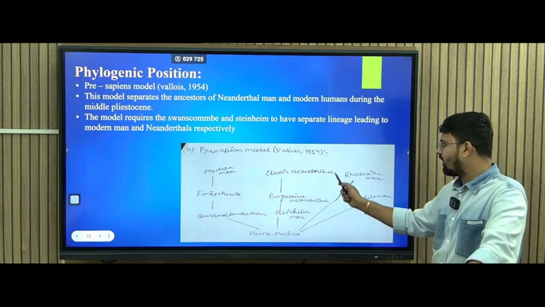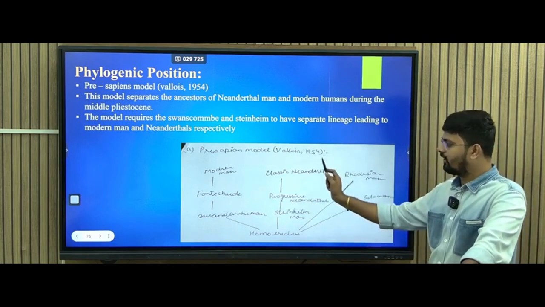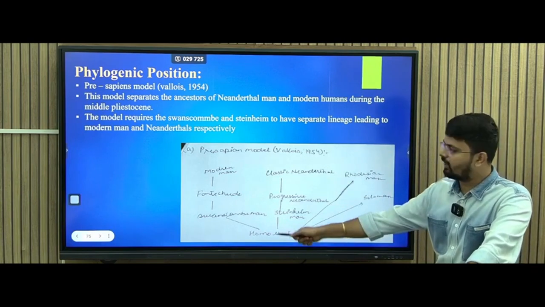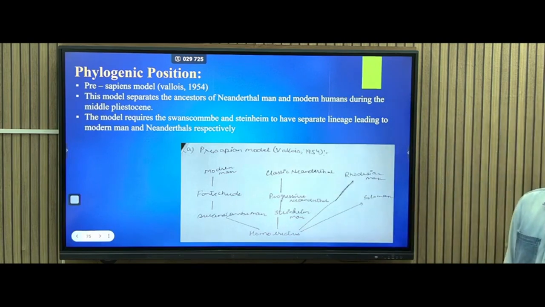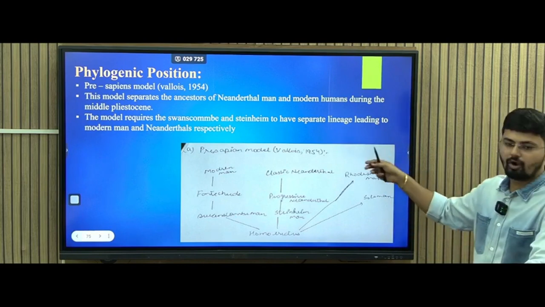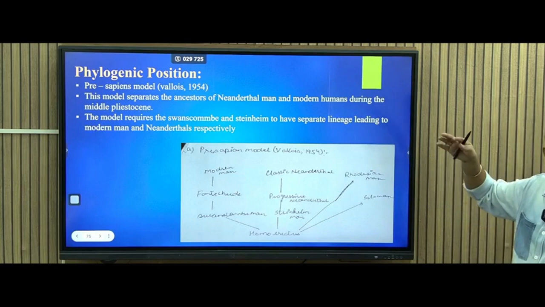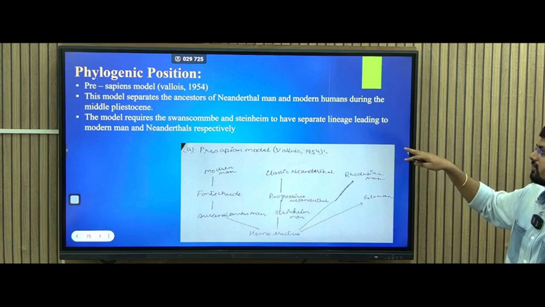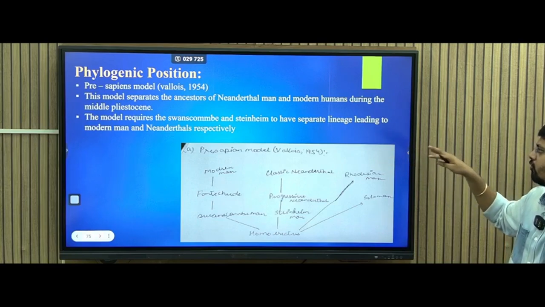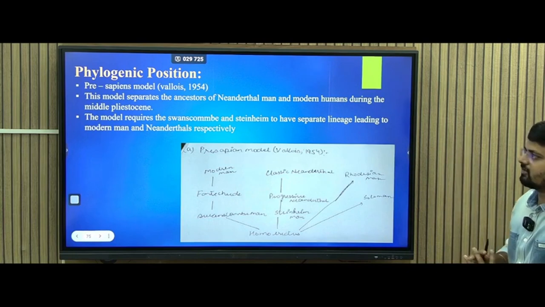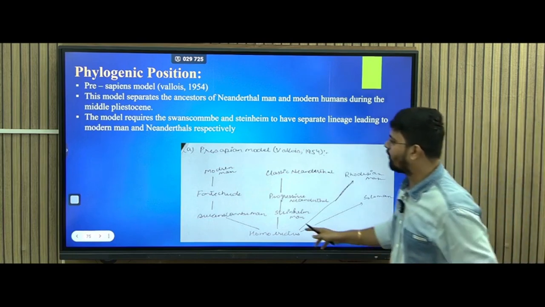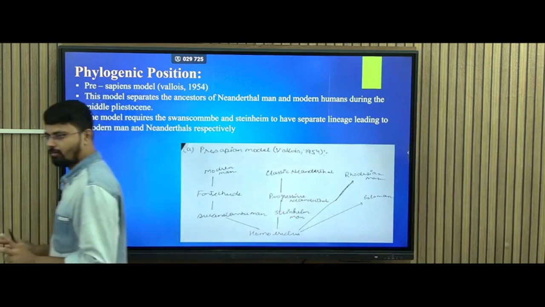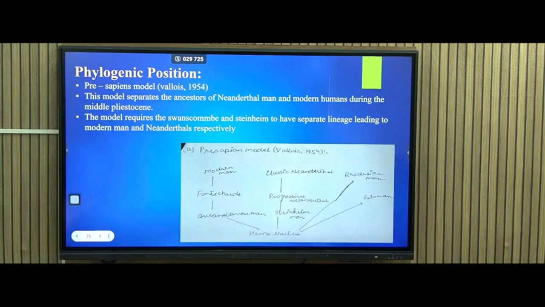Here, they are not including the Neanderthal in the line of modern man, right? So they are called pre-sapiens, as they were present before the evolution of Homo sapiens. So this model requires the Swanscombe and Steenheim to have a separate lineage leading to modern man. There were fossils found at Swanscombe and Steenheim. So don't worry about what they are.